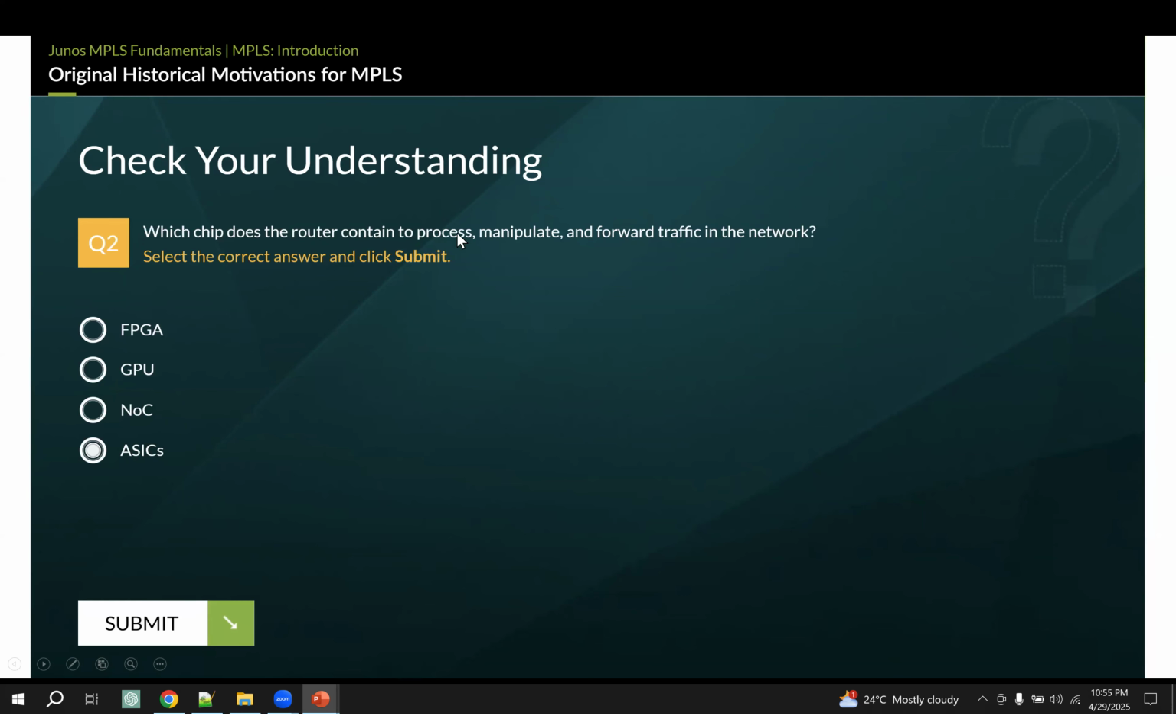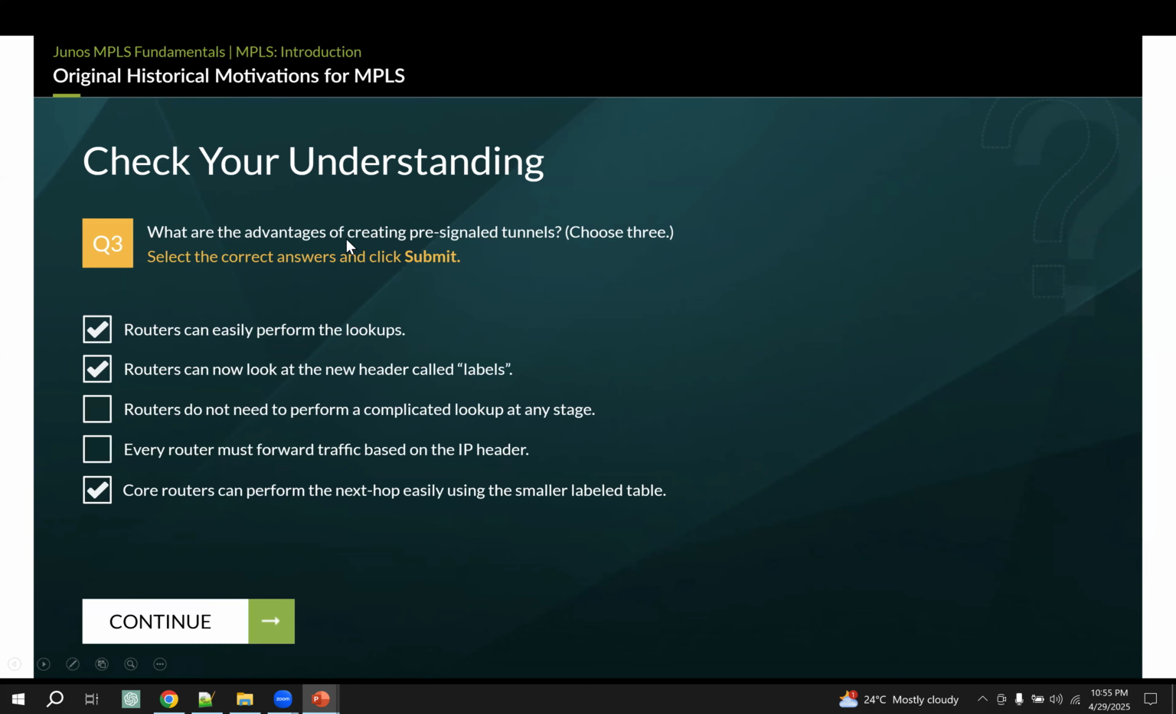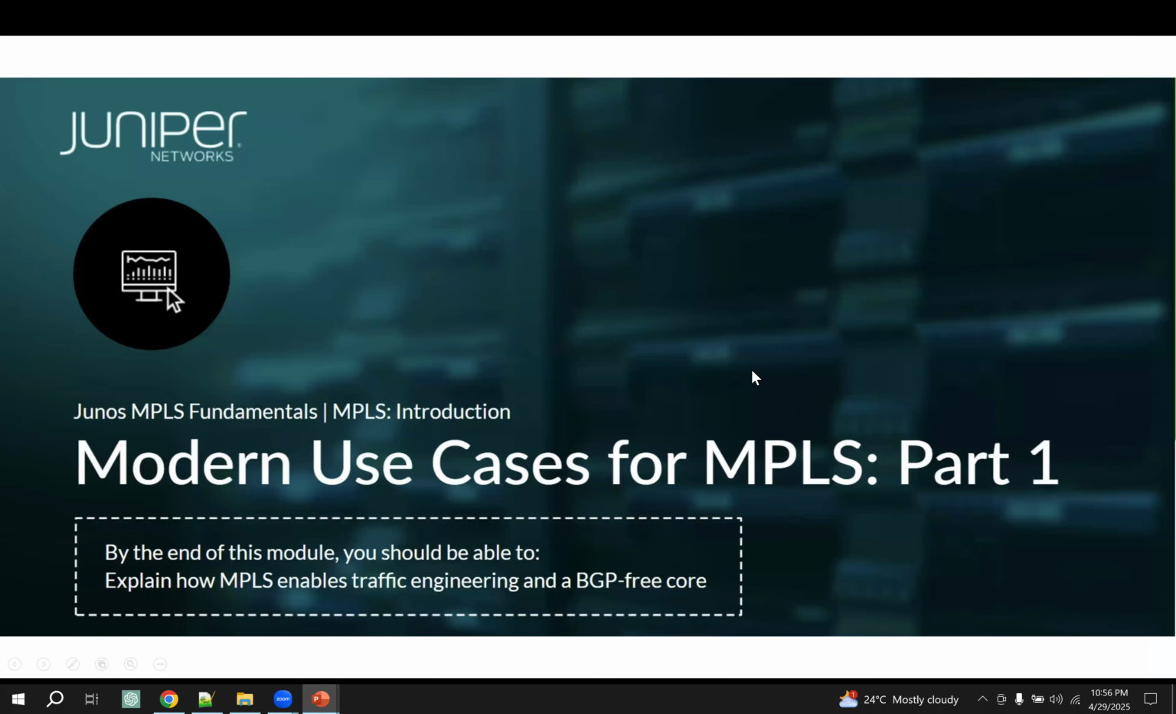Which chip does the router contain to process, manipulate, and forward traffic in the network? ASICs. What are the advantages of creating pre-signaled tunnels? The router can easily perform the lookups. The router can now look at the new header called labels. That means you can deploy MPLS in your network. Core routers can perform the next hop lookup easily using the smaller label table. No need to maintain a huge number of labels. The label table is very small compared with the IPv4 route table or IPv6 route table.